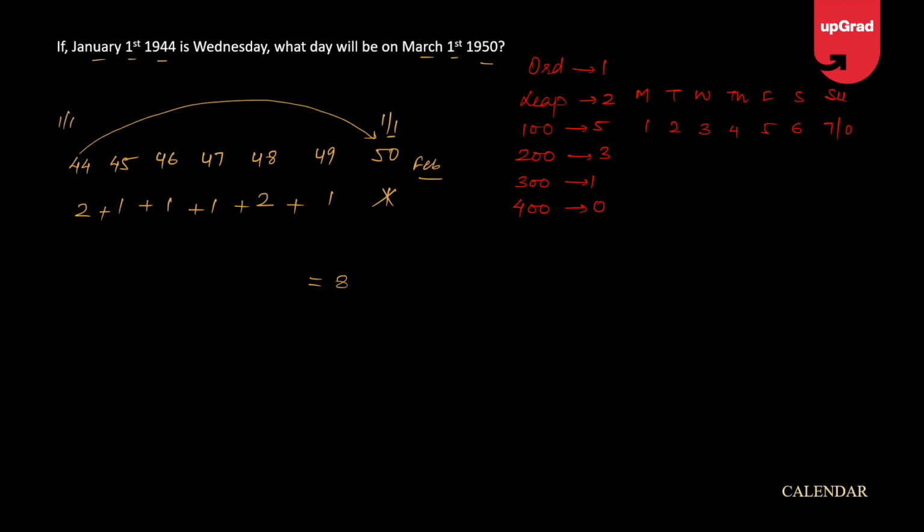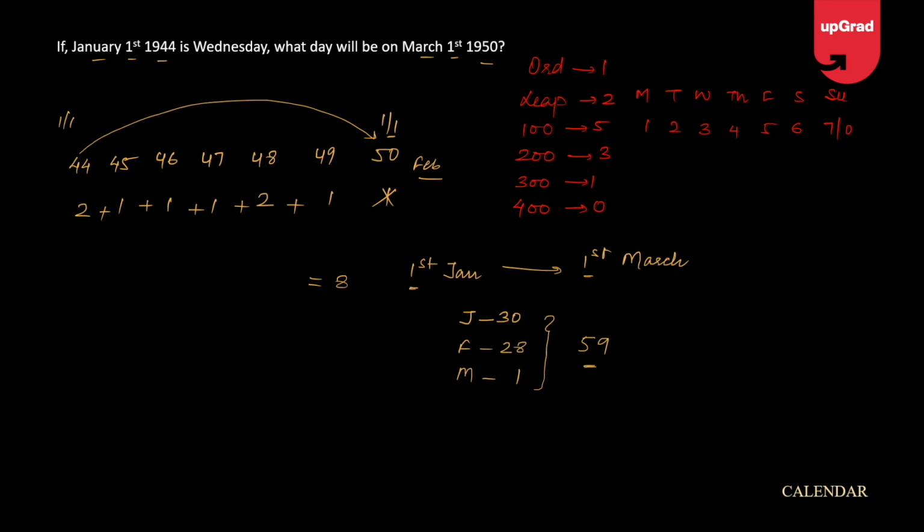Now remember, the question is not complete yet. So from 1st of January, I have to reach till 1st of March, which means I'm still left with 30 days of January. Why 30? Because I've already counted for 1st of January. February will have 28 days and March will have 1 day, which is 1st of March. So how many more days now? It gives me 59 more days.